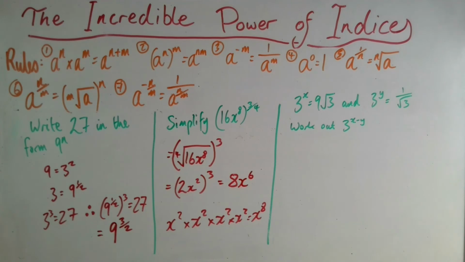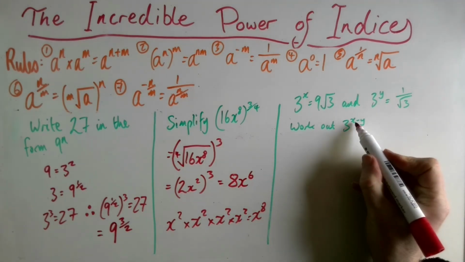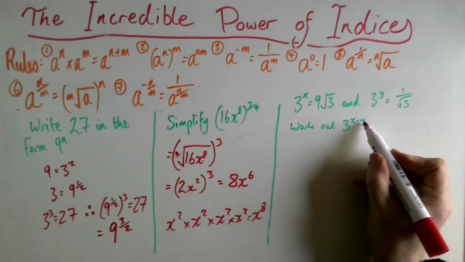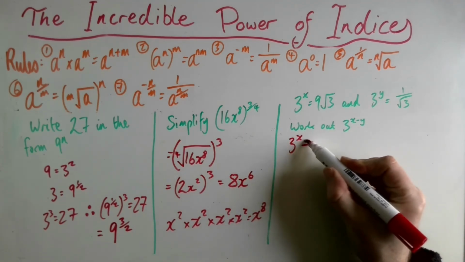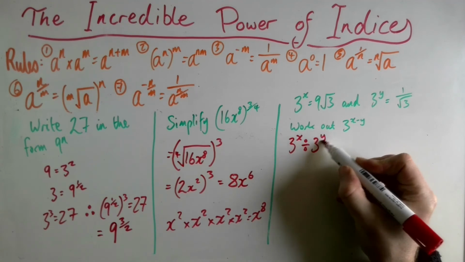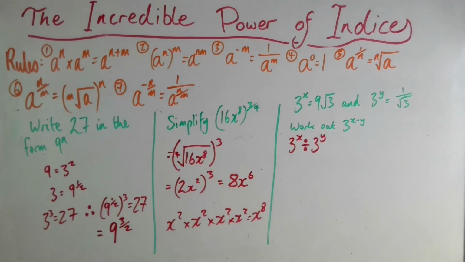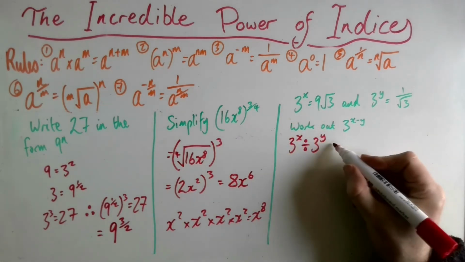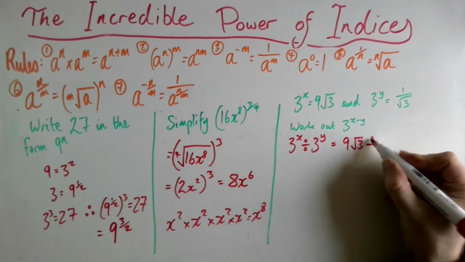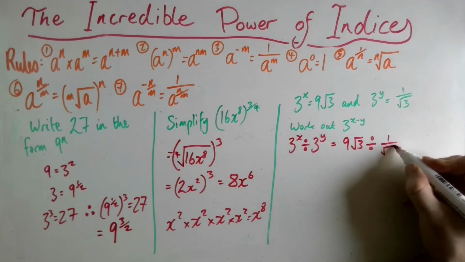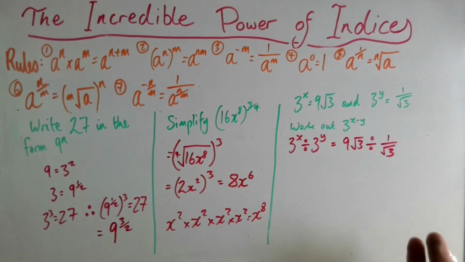Now this one may have made you flip your brains a bit, or probably just say, no, I'm not doing that, sir. And I understand, but when you're taking powers, that means you're dividing, doesn't it? So we are saying we're doing 3 to the power x divided by 3 to the power y. So let's replace that with 9 root 3 divided by 1 over root 3. Now if you hadn't done this, pause the video and have a quick go now.